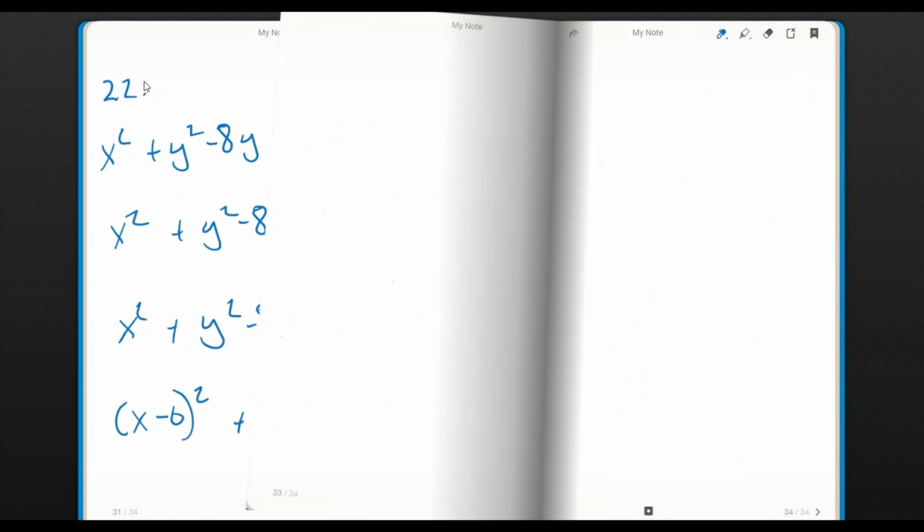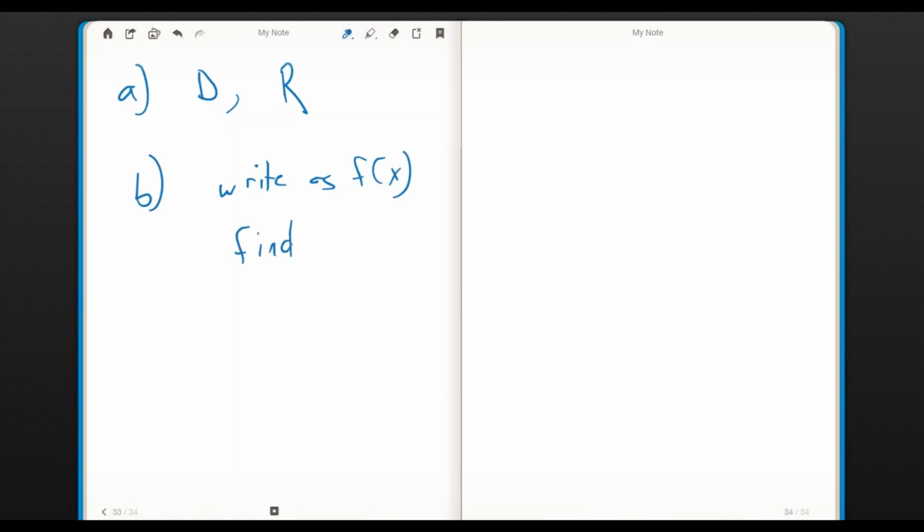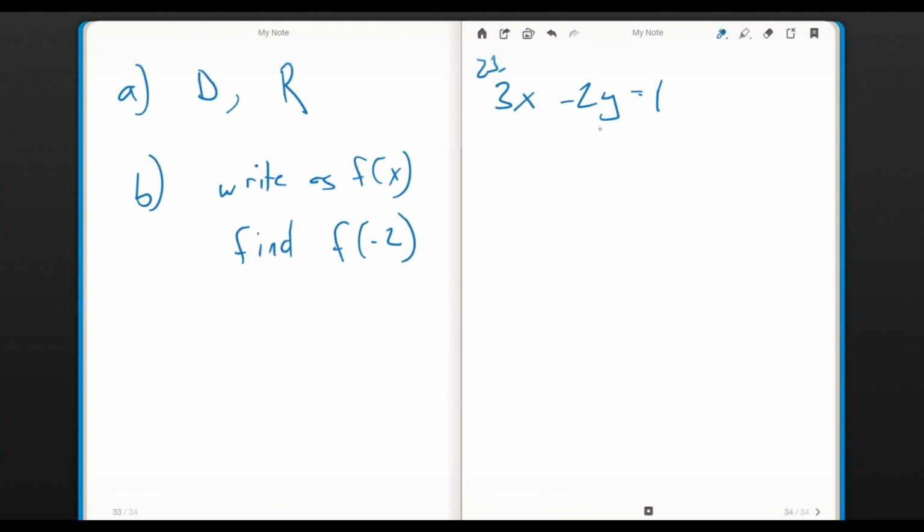And that's the information I know about this equation. All right, number 23 through 28 have several questions each. You're supposed to find the domain and find the range. Part B, if it's a function, rewrite as f of x, and then find f of negative 2. And so number 23 is 3x minus 2y is equal to 1.